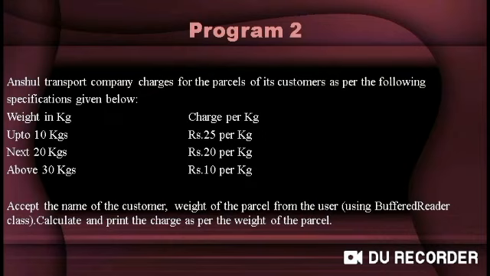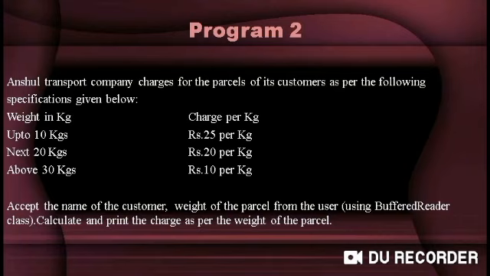Now over here, children, one thing to be noted is that the weight is 10 kg and the charge is rupees 25. Next 20 kg it is rupees 20. Next 30 kg it is rupees 10. Children, depending upon the question, it could be either decreasing or increasing.